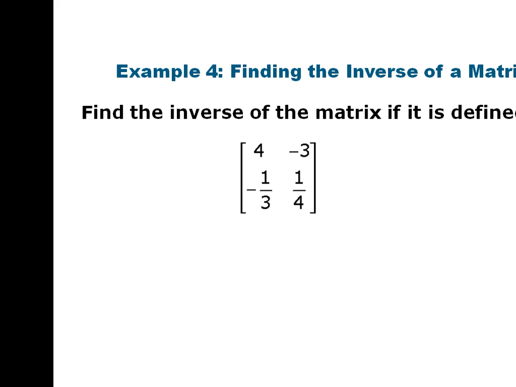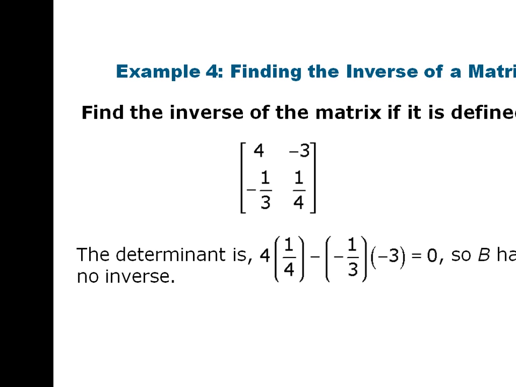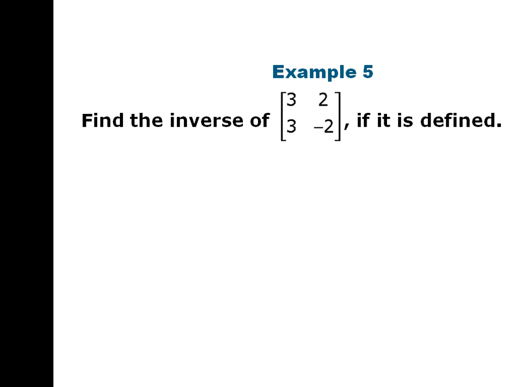Okay, so let's find the inverse of this matrix if it is defined. So 4 times a fourth is 1, and negative 3 times negative 1/3 is 1. So 1 minus 1 is 0. And if the determinant is 0, then it does not have an inverse. So this matrix does not have an inverse. It is a singular matrix.